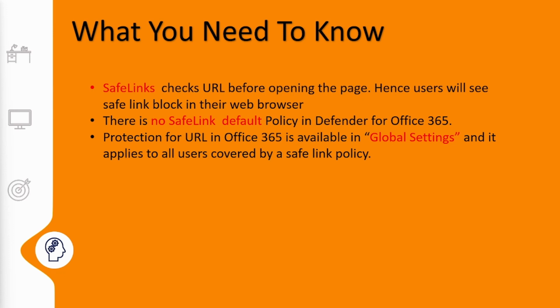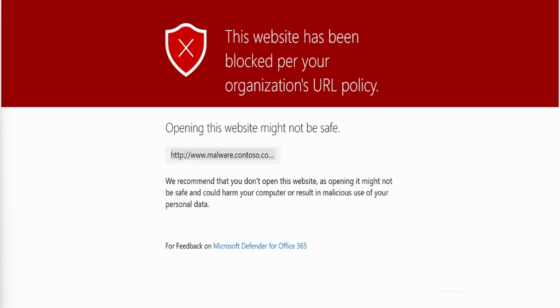Safe Links policy basically checks the URL before opening the page. Hence, as a user, when you click on that link and try to open it in your web browser, I'll show you what you will see. This is the page you're going to see. The page will say this website has been blocked by your organization policy. This is what we have to configure.